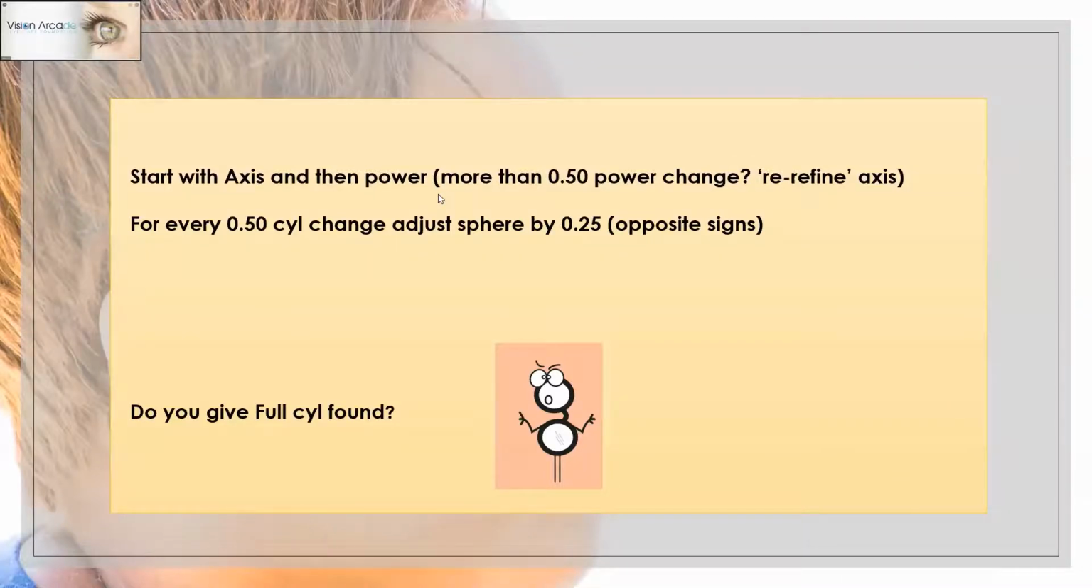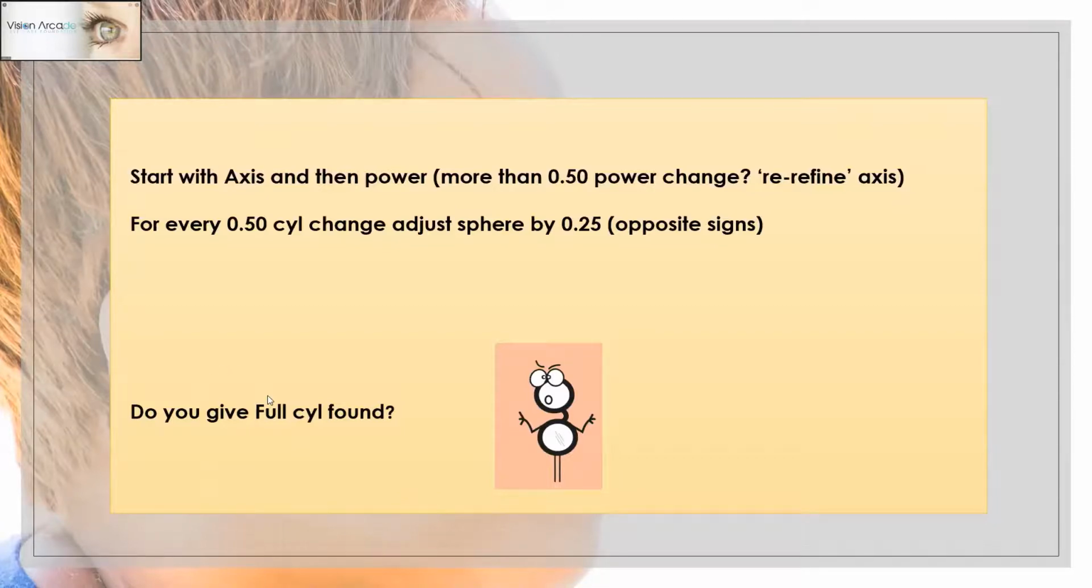And then at the end of refining the axis, you go to refining power. If the power change is more than 0.50, it's a good idea to just check your axis again. And then one critical question about JCC, this is from experience: do you give the full cylinder found? It's a bit tricky. For a returning patient, where you found the full cylinder with Jackson cross cylinder, and the patient has been wearing that cylinder and is happy with it, I would give it. If it's a new patient, I'll possibly adjust, maybe give slightly less.